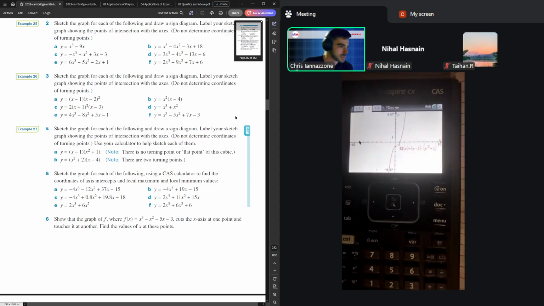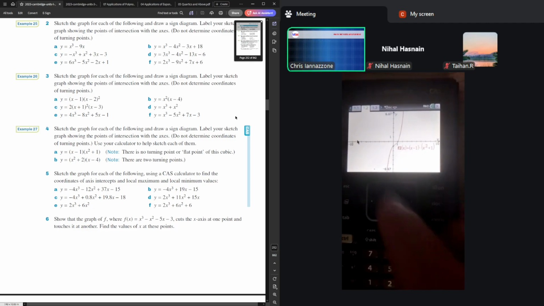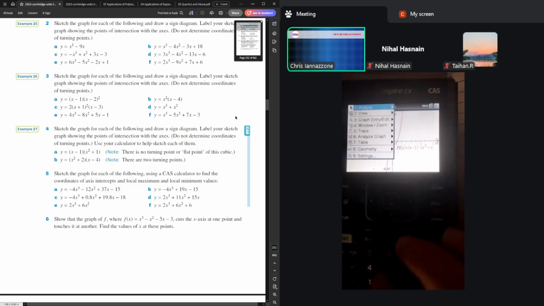We get our graph, and what's it actually asking us to do? Draw a sign diagram, which is kind of irrelevant, never really required for anything beyond the book. Label the sketch with points of intersection, so axes intercepts. Do not do turning points. Actually, even easier, you don't even need turning points, which this one doesn't have any, so it makes sense, I suppose.